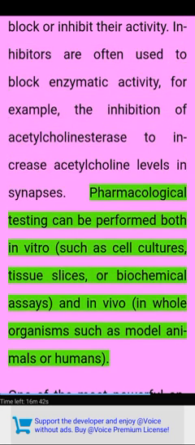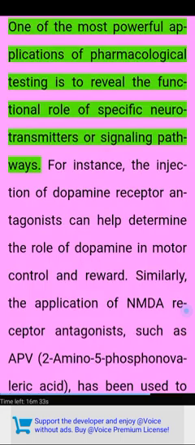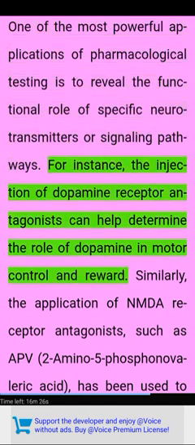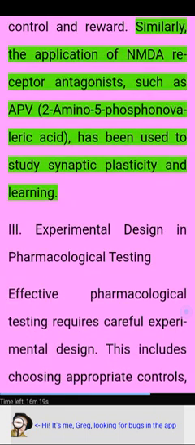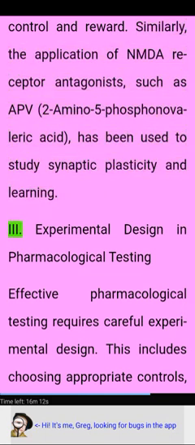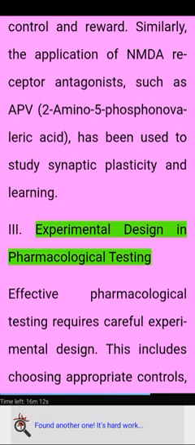Pharmacological testing can be performed both in vitro, such as cell cultures, tissue slices, or biochemical assays, and in vivo, in whole organisms such as model animals or humans. One of the most powerful applications of pharmacological testing is to reveal the functional role of specific neurotransmitters or signaling pathways. For instance, the injection of dopamine receptor antagonists can help determine the role of dopamine in motor control and reward. Similarly, the application of NMDA receptor antagonists, such as APV, 2-amino-5-phosphonovaleric acid, has been used to study synaptic plasticity and learning.